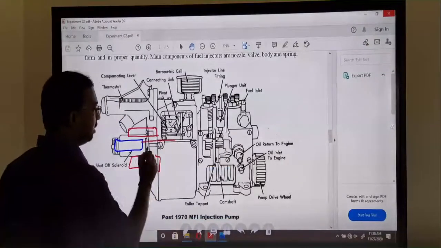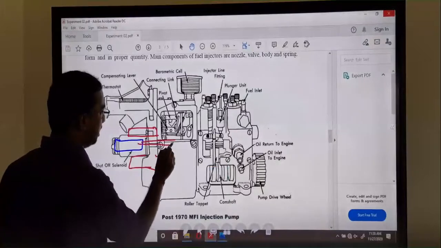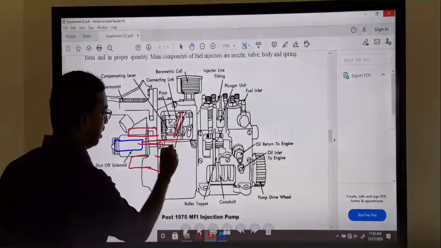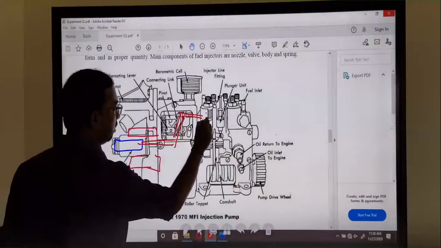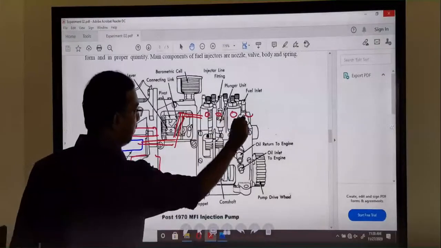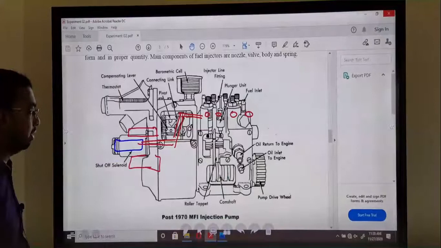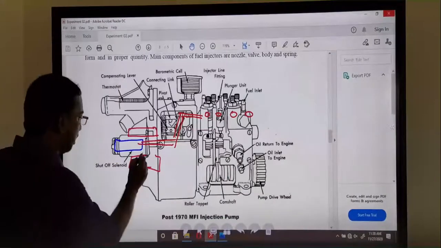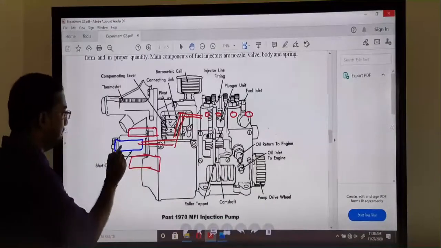This is connected with this lever. There is a lever that's connected like this. Okay. So now the fuel port is open. Okay. So when this shut-off solenoid is energized, what will happen?